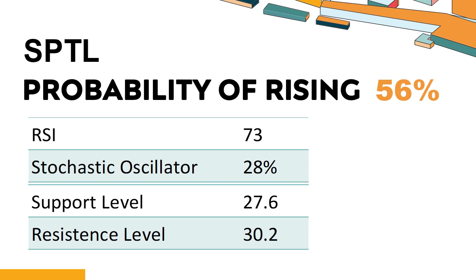SPTL short-term support level is 28.2. If it falls below 28.2 during the session, it will have a chance to test 27.6. SPTL short-term resistance level is 29.8. If it breaks through 29.8 during the session, it will look up to 30.2.